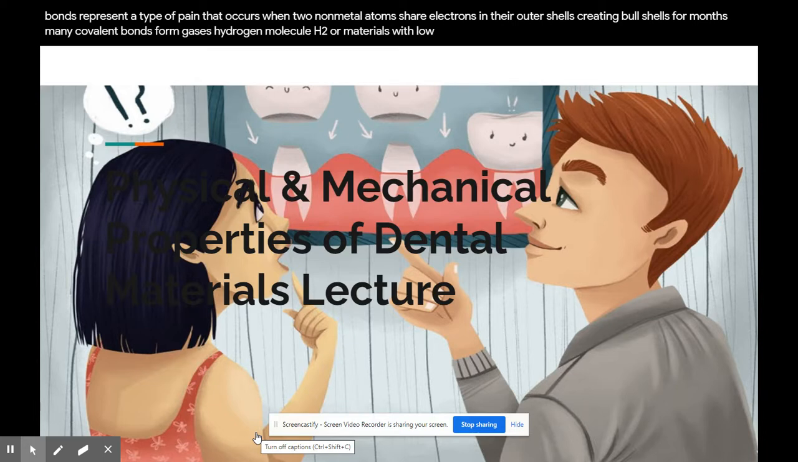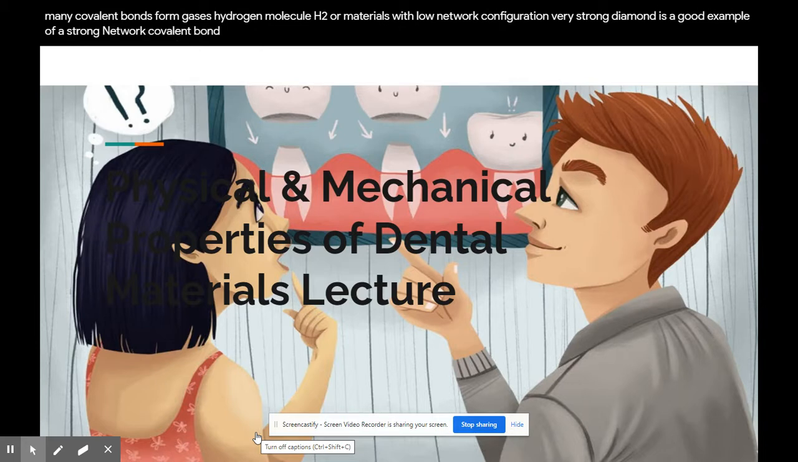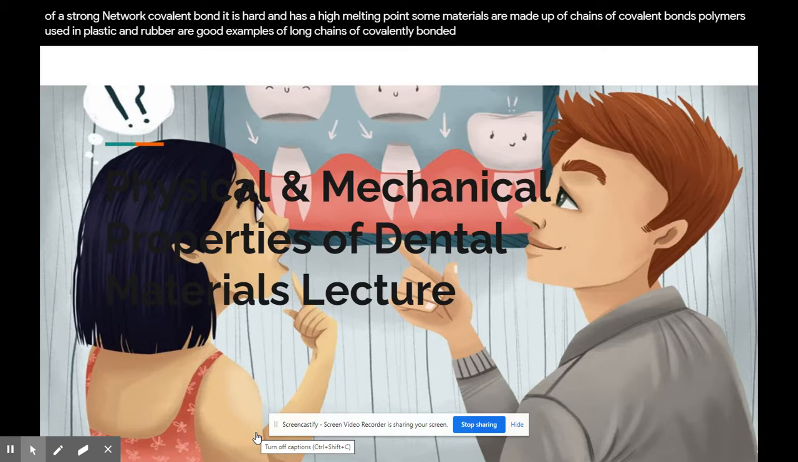Covalent bonds occurring in a network configuration are very strong. Diamond is a good example of a strong network covalent bond. It is hard and has a high melting point. Some materials are made up of chains of covalent bonds. Polymers used in plastic and rubber are good examples of long chains of covalently bonded atoms.